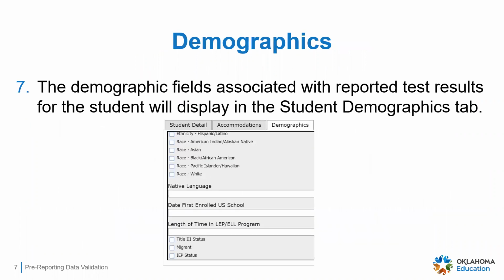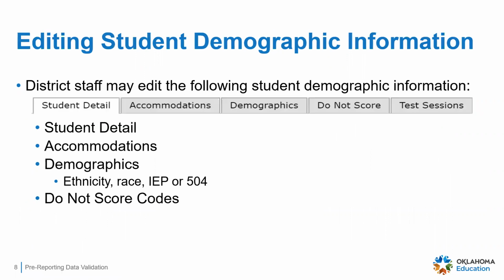Okay, so then when you go in, one of the options to correct any errors or add any additional information would be in the demographics. So this is what that looks like. You'll have the student detail, accommodations, and then the demographics tab. And these are just a few of the things you can put in. These are not required, but they are helpful.